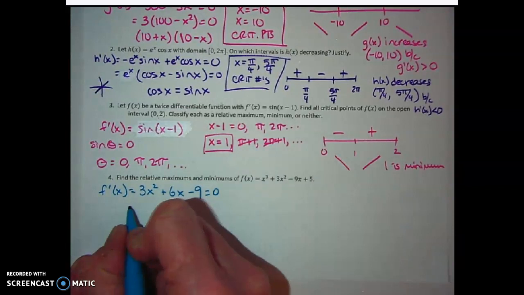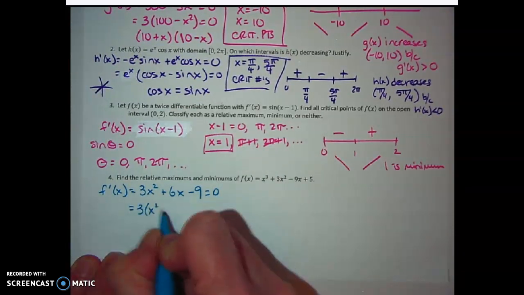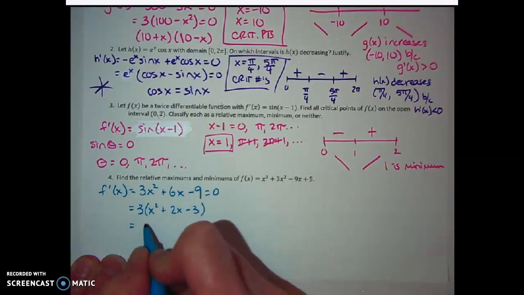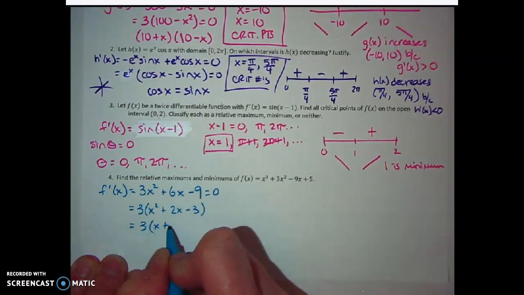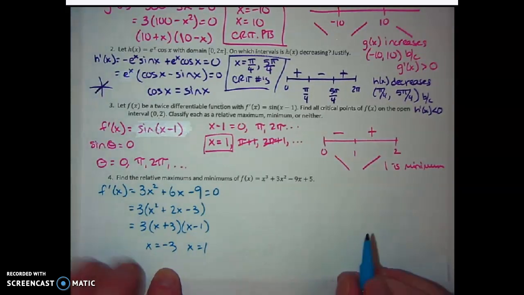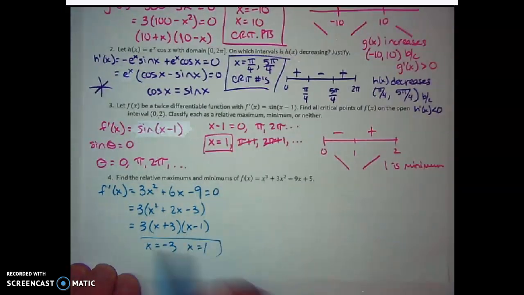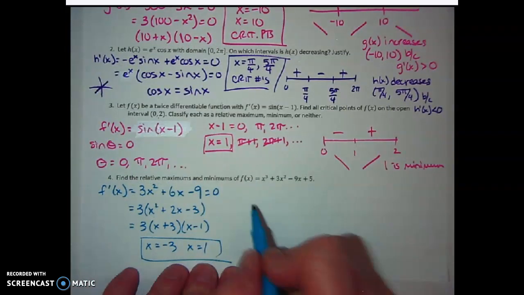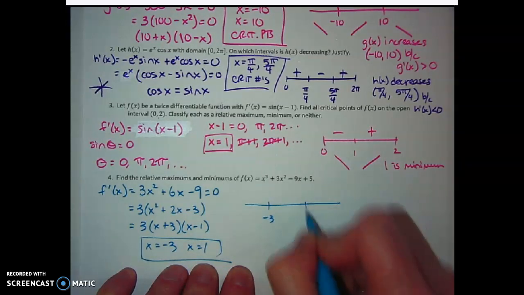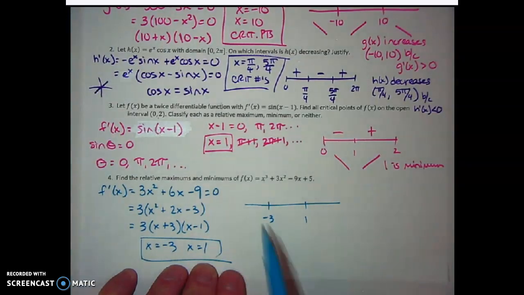To make the factoring easier, I'm going to factor out a 3. And then I can see that this is going to factor as x plus 3 and x minus 1. So my critical values are going to be x equals negative 3 and x equals positive 1. My next step then, number 2, is to make my labeled sign chart. Negative 3, positive 1. If I plug in a number that's less than negative 3 into my first derivative, the factored form is probably going to be the easiest.